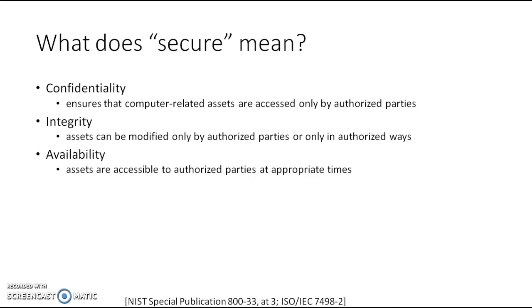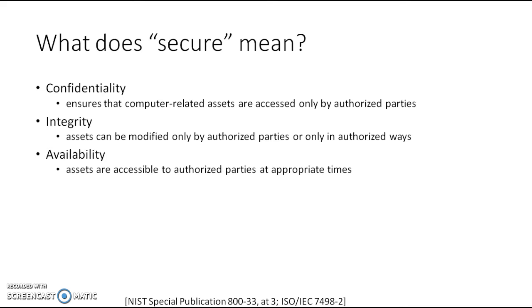The first one is confidentiality. As the word tells you, a document which is not accessible by certain people and accessible for certain people, that is called confidentiality. For example, ensure that computer-related assets are accessed only by authorized parties. Those are the owners, those authorized to access the documents or any data, whether it is a video, images, or text data, any kind of computer-related data, which can only be accessed by authorized people. So that is the definition of confidentiality.